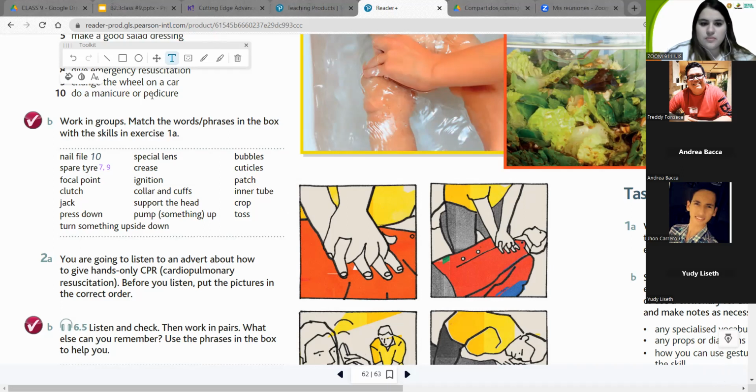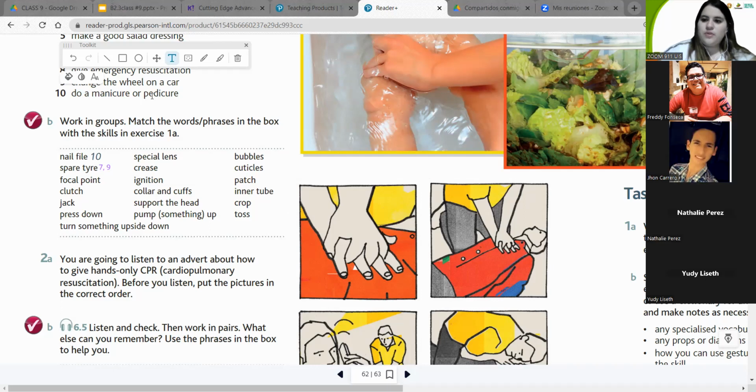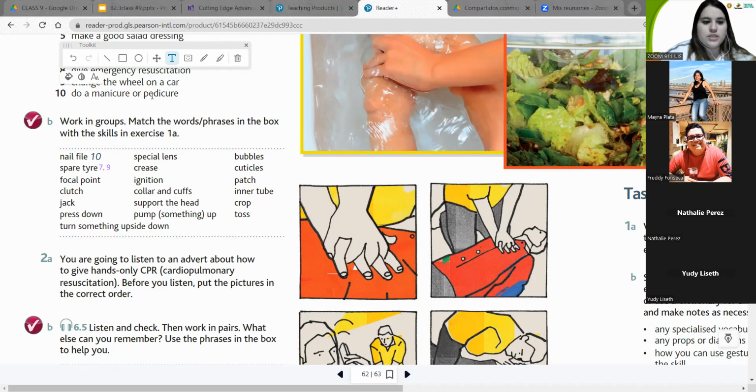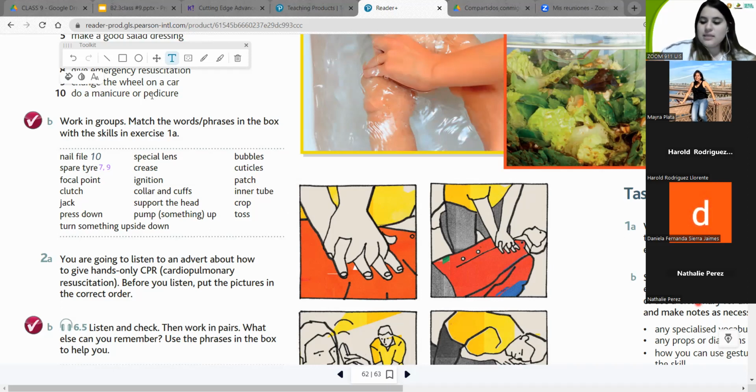Pérez Ardila Natalie. I'm here, teacher. Very good, Natalie. Pinzón Linares Mayra. Did you hear me? Present, teacher. Yes, very good. Plata Vargas Mayra. Yes, teacher, present. Okay, very good. Rodríguez Llorente Harold. Hi, teacher. Sandoval Miranda Angélica. Angélica is in the session. Okay, very good. Sierra Jaimes Daniela. Hi, teacher. Very good. Velasco Uribe Ana María. Here, teacher. And Vera Peña Jennifer. Here, teacher. Okay, very good.